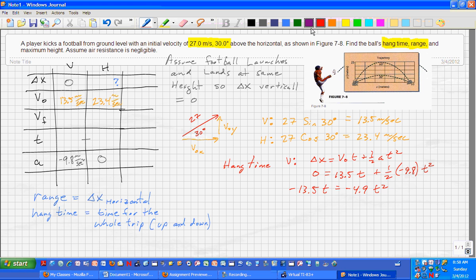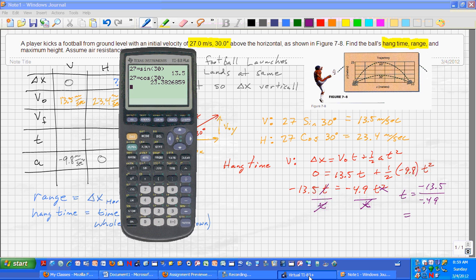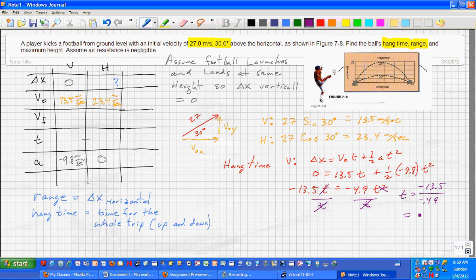I'm going to divide both sides by t. If I divide both sides by t, t cancels on this side, t squared goes down to t on this side. I'm going to go ahead and divide both sides by negative 4.9, and I get t is equal to negative 13.5 divided by negative 4.9, which is going to be equal to a positive 13.5 divided by 4.9, positive 2.76 seconds. So my hang time is 2.76 seconds. At this point, I can now find my horizontal range.